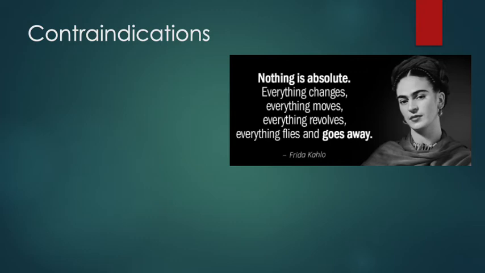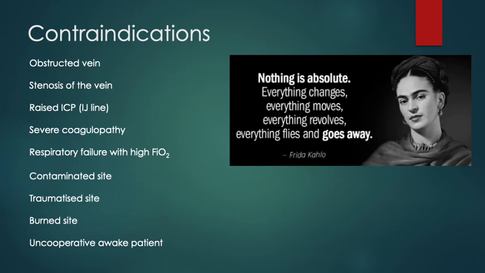Contraindications. I've already alluded to this. There's really nothing that's a complete contraindication, but there are considerations and certainly things that you would definitely want to avoid, or rather, where a central line would not work. So an obstructed vein, a stenosed vein, a lot of this is common sense. We've already talked about raised ICP and severe coagulopathy, as well as respiratory failure, and a contaminated, traumatized or burned site.